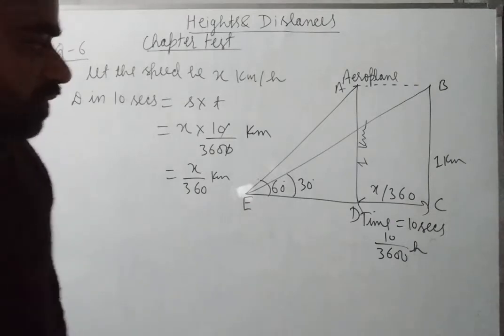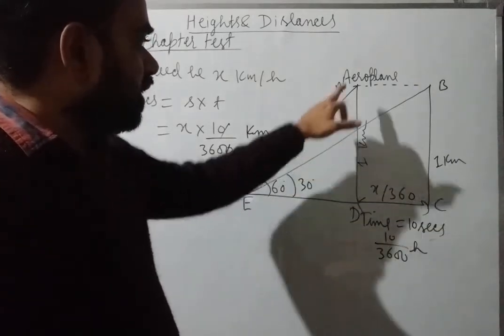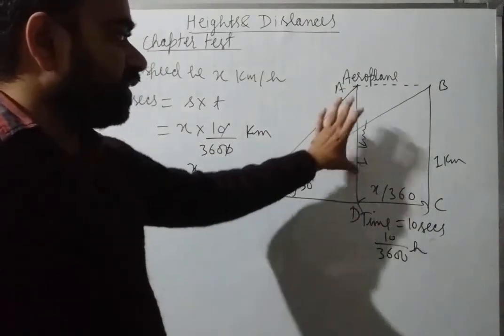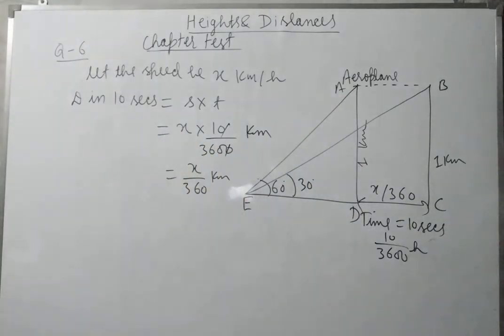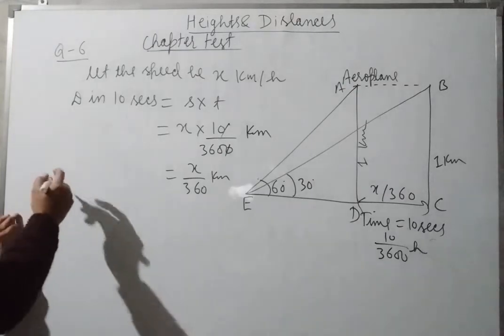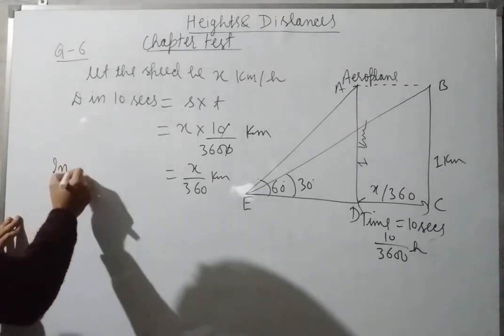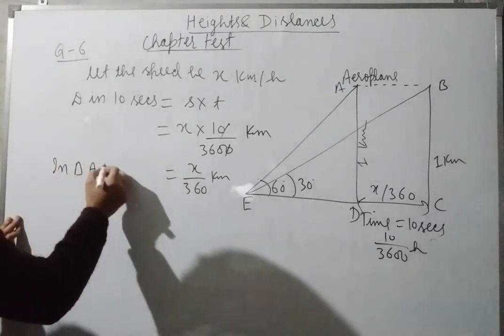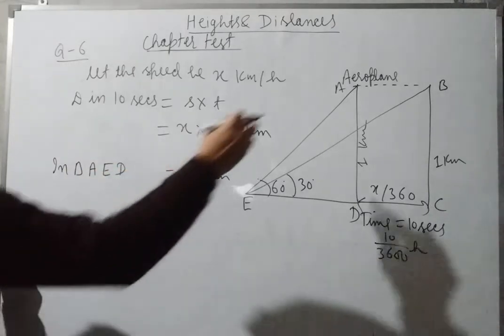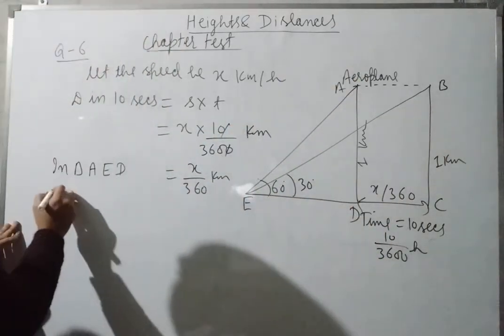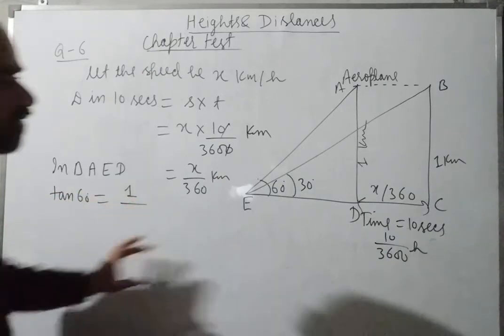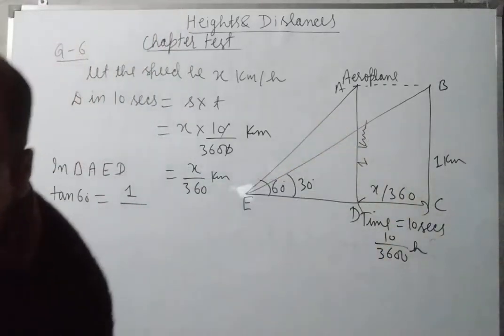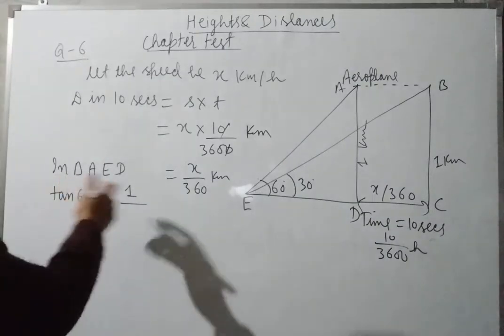Next, we have two triangles. One is AED and the distance we know is 1 kilometer. So we can take the triangle AED first. In triangle AED, angle is 60. So tan 60 is perpendicular upon base. Already this is 1 kilometer in the question. So perpendicular upon base.